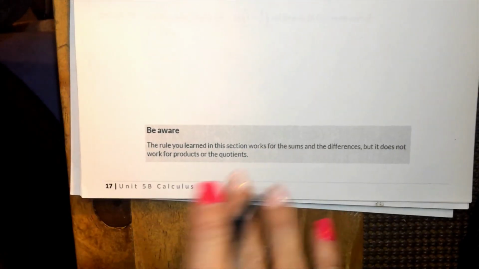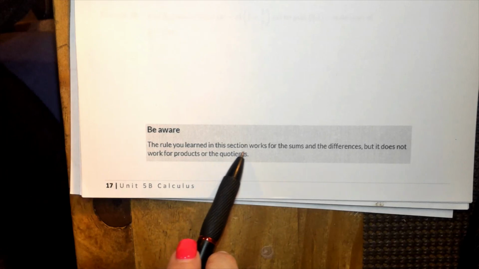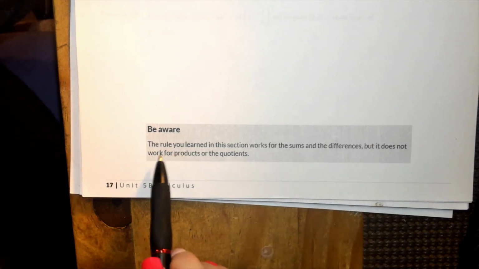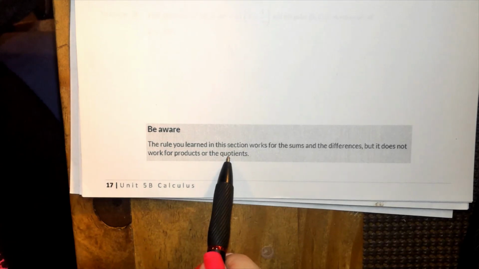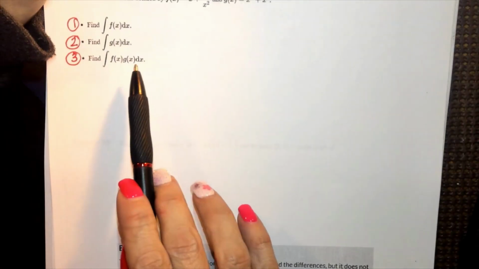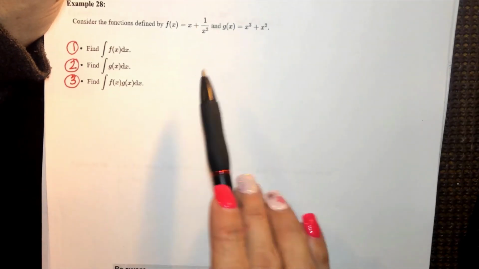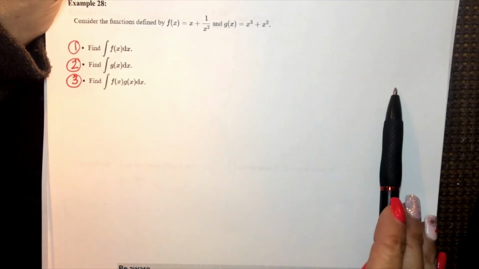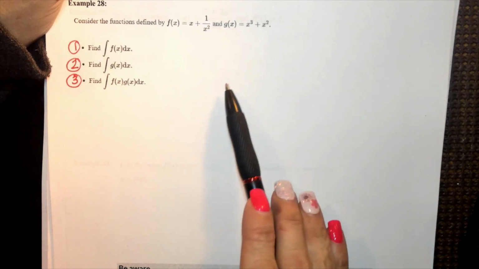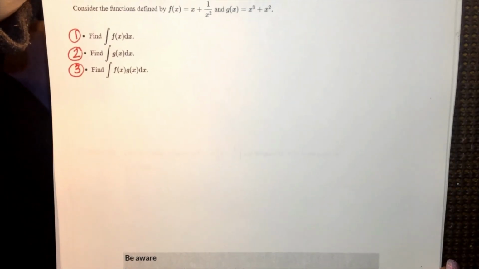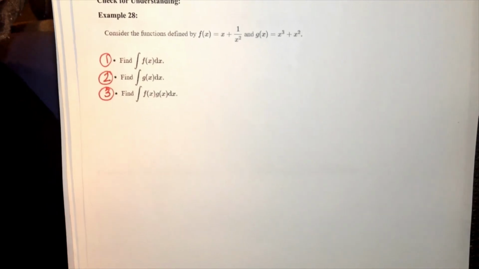I do have a beware on here. The rule you learned in this section works for sums and differences, but does not work for products or quotients. So that's why on this you have to simplify it so that you have the sum or difference of a whole lot of terms, whatever polynomial you have. You can't have quotients. You have to simplify those so that you don't have the quotient. So there's plenty of room right here. I feel like you can work those. And I feel like that is good for antiderivatives.